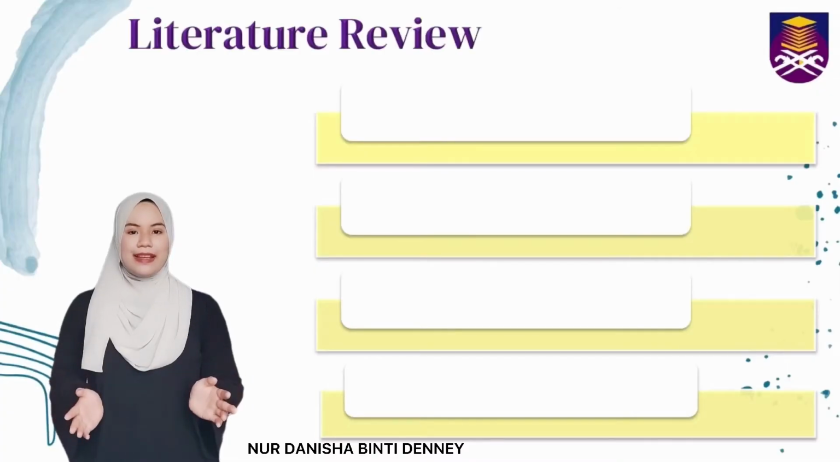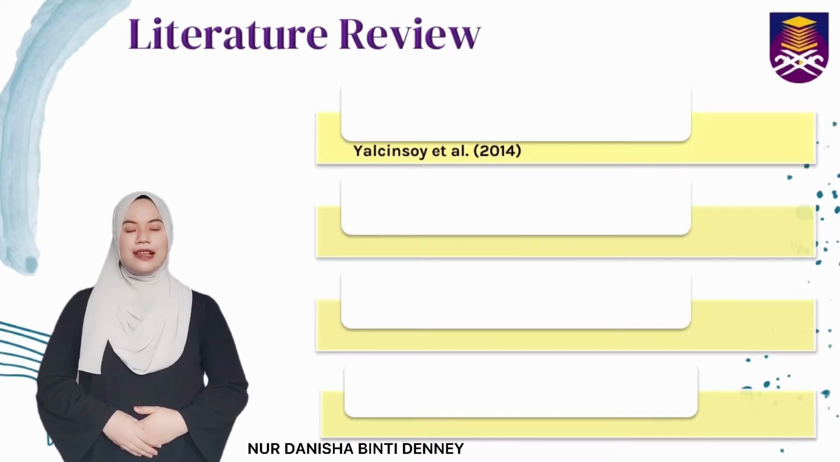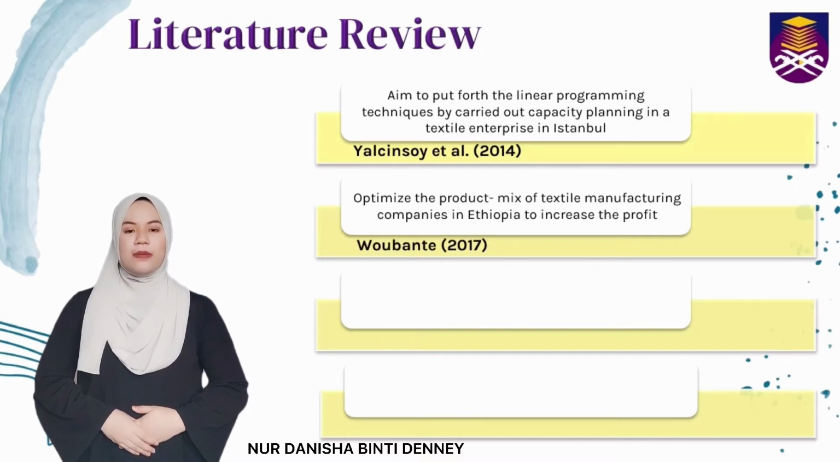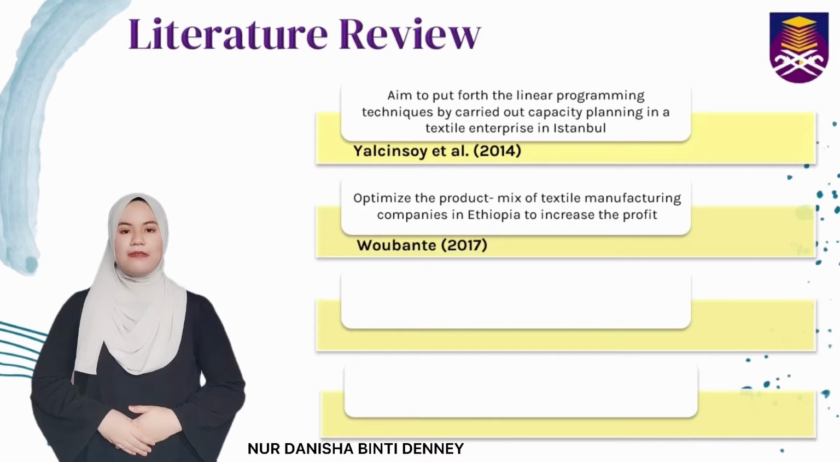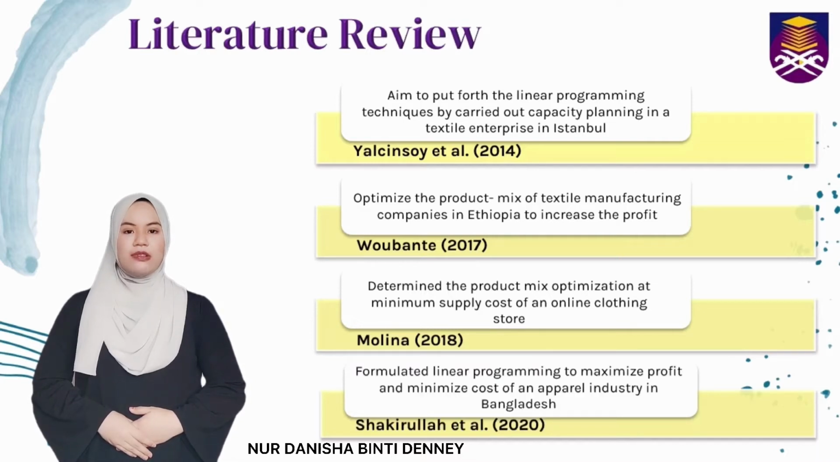There are a lot of applications of linear programming in the real world. In 2014, Yao Chin-Saw et al. aimed to put forth the linear programming techniques by carrying out capacity planning in a textile enterprise in Istanbul. Mobante in 2017 used linear programming to optimize the product mix and increase the profit of a textile manufacturing companies in Utopia. In 2018, Molina determined the product mix optimization at minimum supply cost of an online clothing store. Finally, in 2020, Shakirullah et al. formulated linear programming to maximize profit and minimize cost of an apparel industry in Bangladesh.